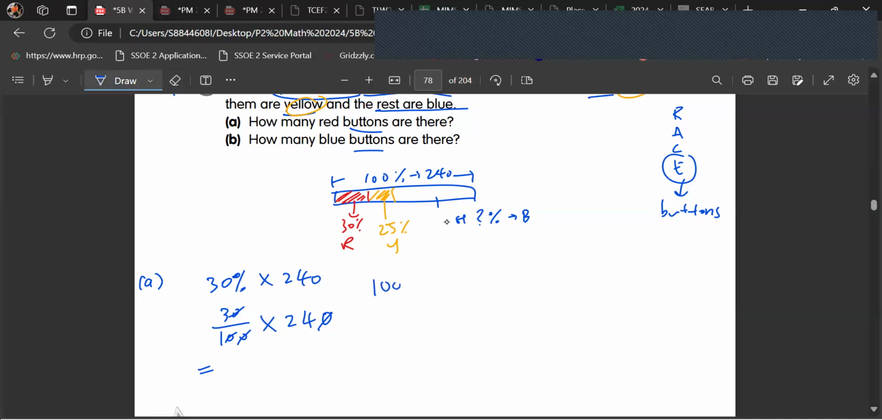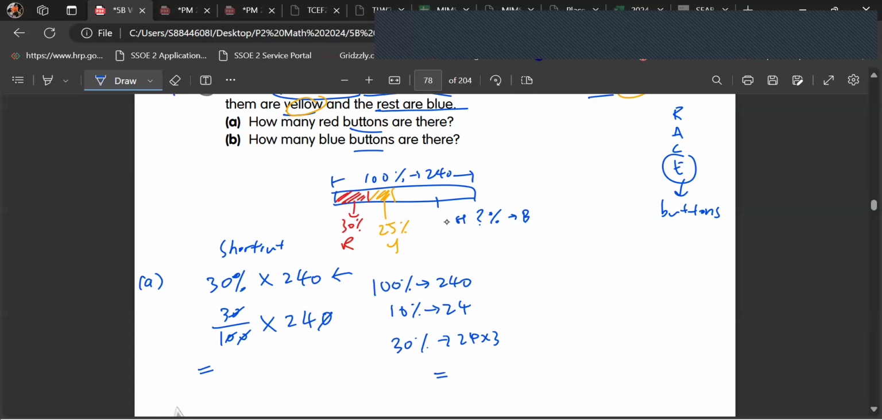It's slower. 100% is 240. 10% is 24. 30%, sorry. 30% is 24 times 3. It works also, but ultimately you realize that this is the simplified step. It's like a shortcut, yeah, in a way.